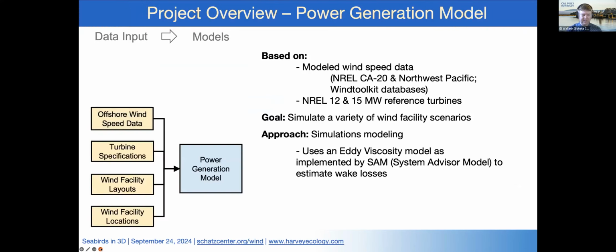Jumping over to the power generation model, I will cover this model in more detail later on, but this can generally be described as a simulations model, which estimates generation from a variety of wind farm scenarios and uses an eddy viscosity model to simulate wake losses caused by upwind turbines, slowing wind speeds for the remainder of the facility. Some of the key inputs to this model are the same NREL offshore wind speed data as the bird model, as well as turbine specifications, here based on the NREL 12 and 15 megawatt reference turbines, wind farm layouts which are generated using a placement algorithm, and the final input is the location of the wind farm.